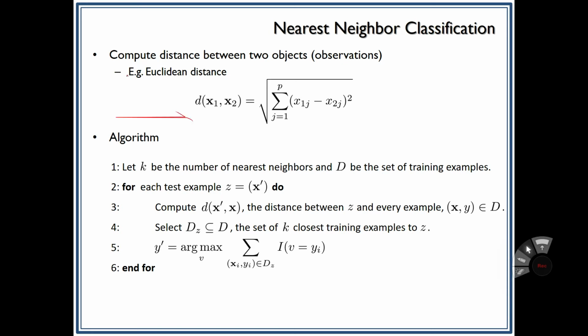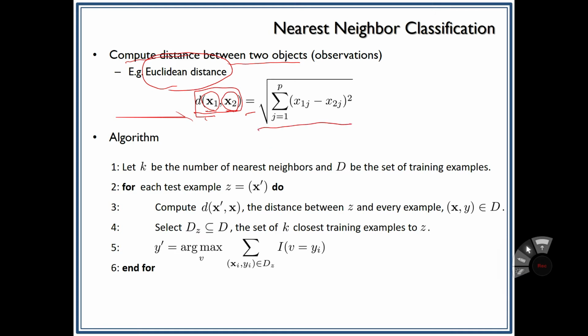So to compute the distance between two objects, we can employ the Euclidean distance that we know pretty well. For the distance between observations x1 and x2, x1 is a data point in p-dimensional space, and x2 is another data point in the same space. So the distance between these two observations is defined by this one, right? This one is the Euclidean distance.